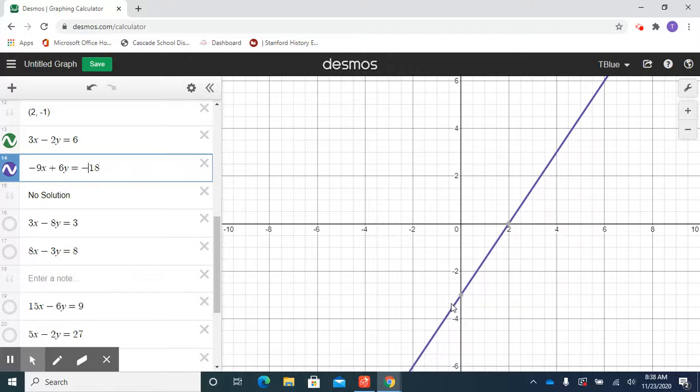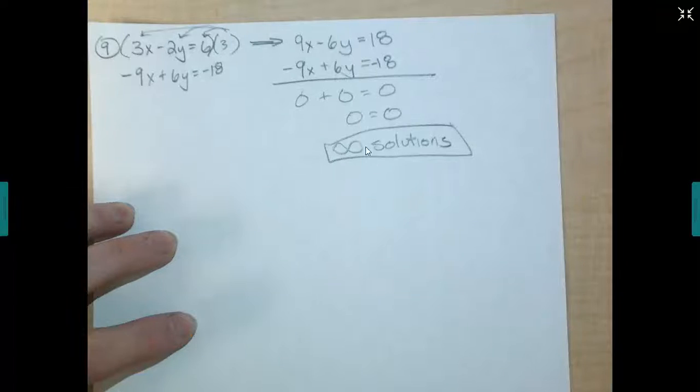Hopefully you guys are still watching this video. I didn't put a negative 18 in here, so it looks like those lines are right on top of each other. They are the same line, so we have infinite solutions. Okay, that was good. My math was better than my Desmos calculator. So there it is. Infinite number of solutions for number 9.